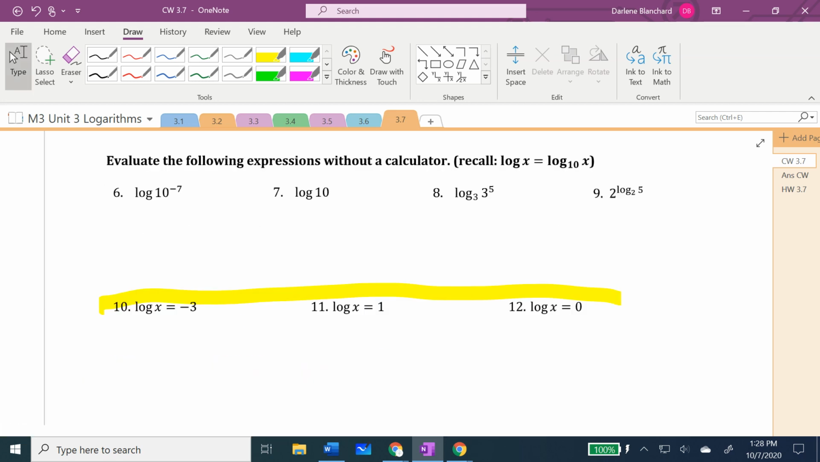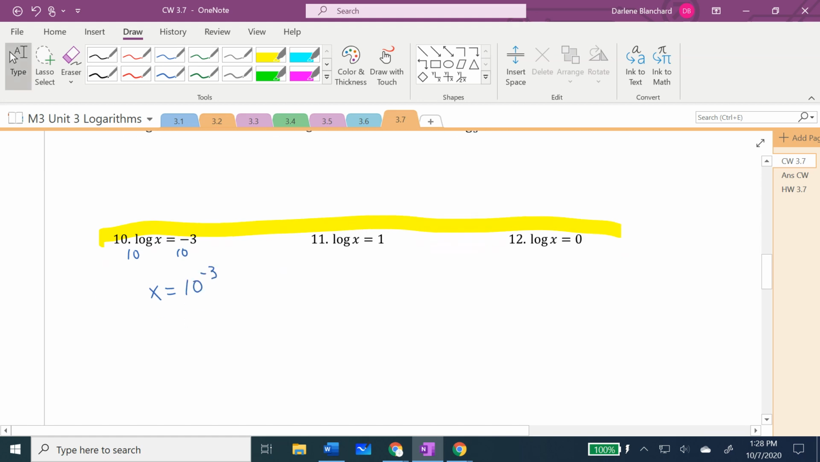Okay. So with 10, 11, and 12, because this is understood to be base 10, you should be expected to at least realize that that means x is 10 to the negative 3. And the best you are going to do without a calculator is just to write it as 1 over 1,000 or in decimal form, whichever.